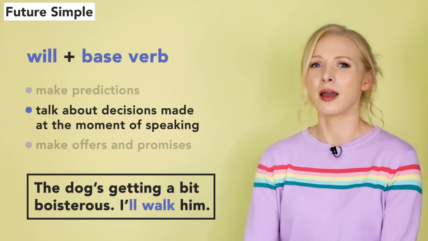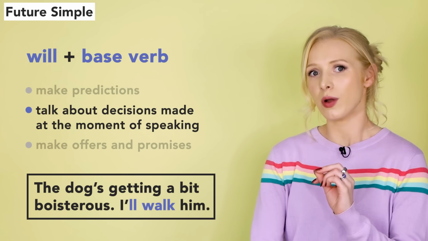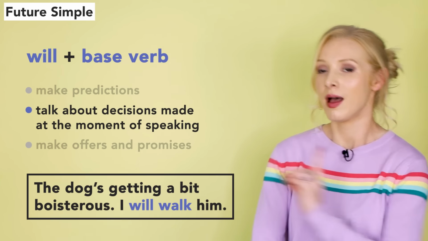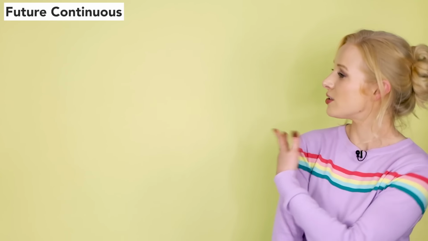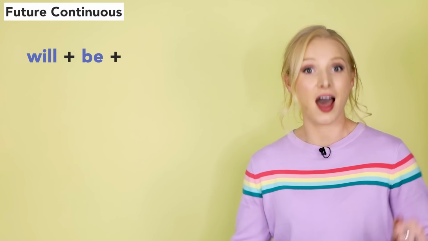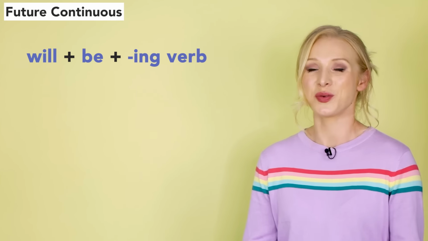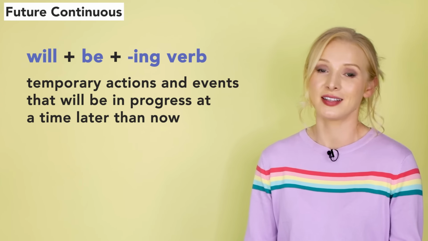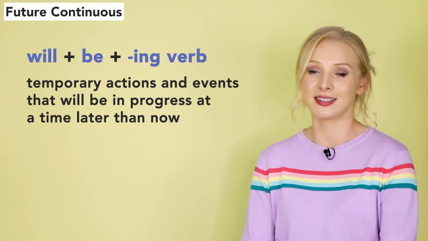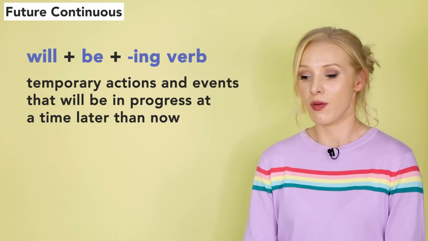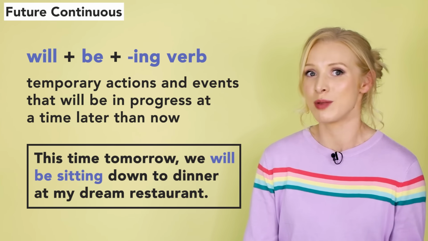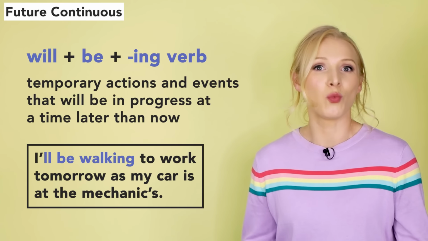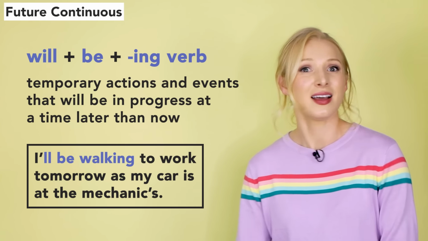The dog's getting a bit boisterous. I'll walk him, the contraction there. I will, I'll. And I'll get you another size to try on. Okay, let's move to the future continuous. This is will plus be plus ing verb. We use the future continuous to talk about temporary actions and events that will be in progress at a time later than now. For example, this time tomorrow, we will be sitting down to dinner at my dream restaurant. Or I'll be walking to work tomorrow as my car is at the mechanics.